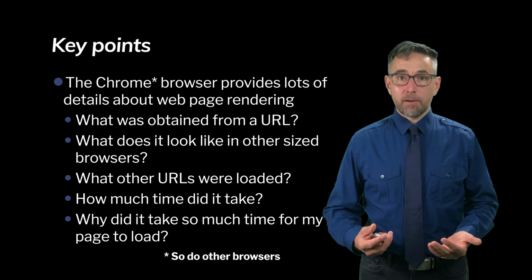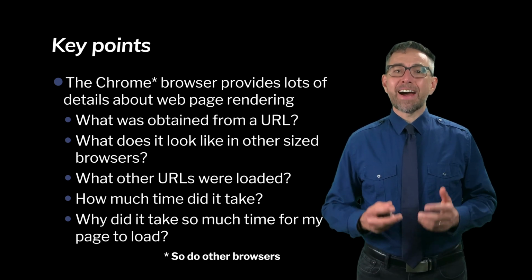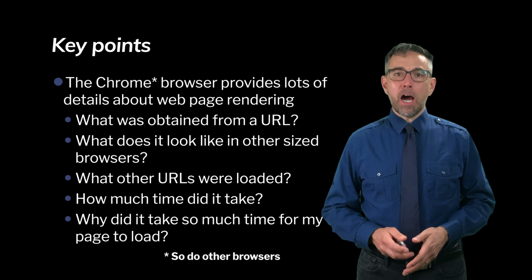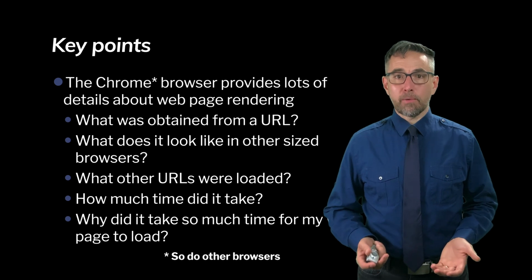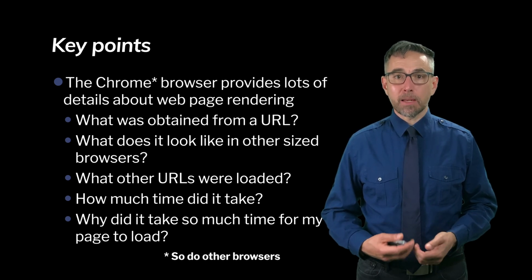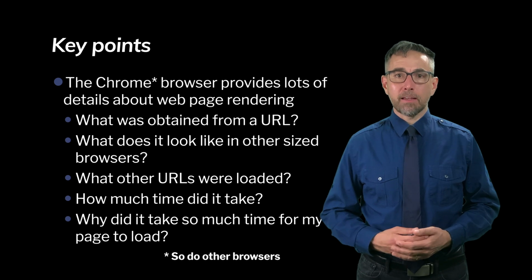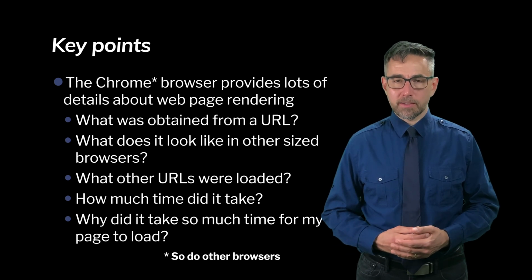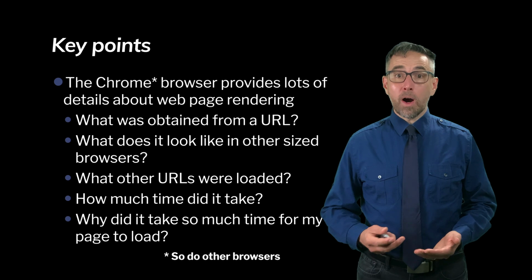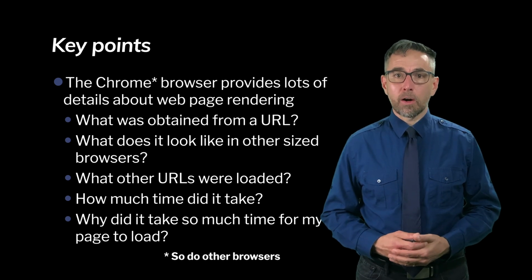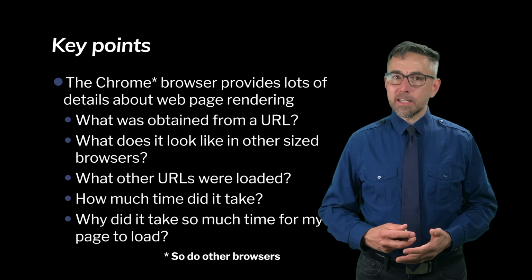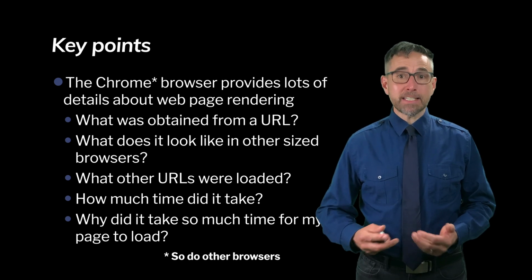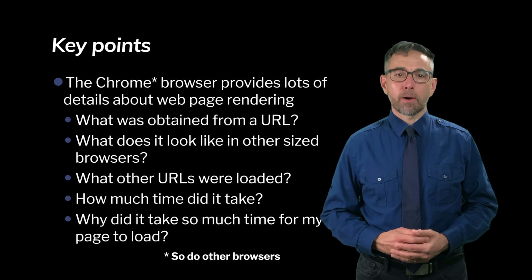So the key points here. The Chrome browser provides a lot of interesting details about the process of loading and running a web page. This is critical information for developers of web applications and people who are debugging problematic web applications or network connections. For example, you can see what was obtained when you requested a URL from a server, and do this with the view source function. You can look to see what this content would look like in different sized browsers, including mobile platforms. You can do that in the developer tools.